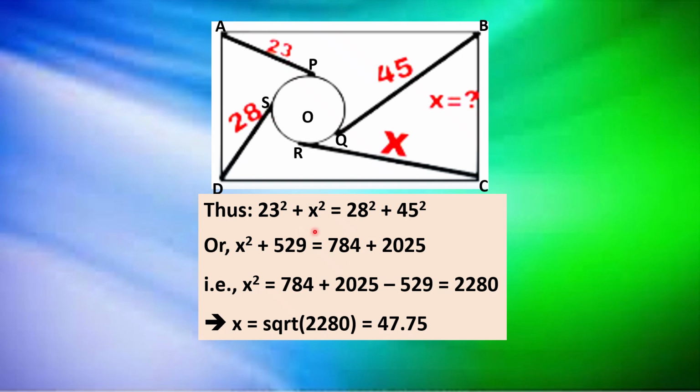So 23 square plus x square is 28 square plus 45 square, and simplifying, we are getting x equal to 47.75 units. That is the value of the length x.